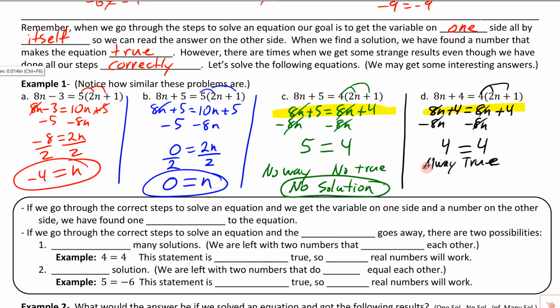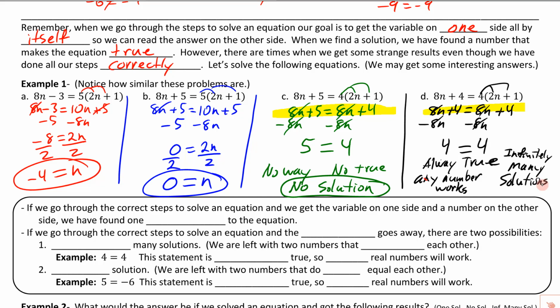So any number that we wanted to plug in there would make this true. So here's what we say. This is always true, so we could pick any number we want. So any number that you can think of would make this true. So I'm going to write: any number works. And again, so that we don't all have our own ways of saying the same thing, this is how we say this. We say that there are infinitely many solutions.